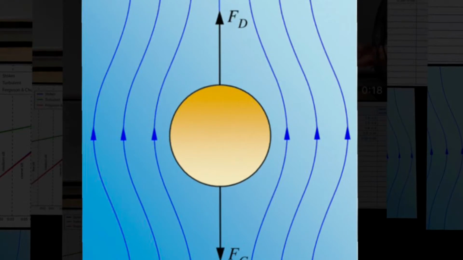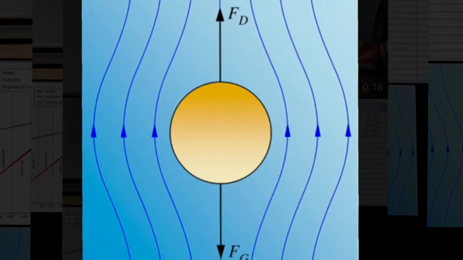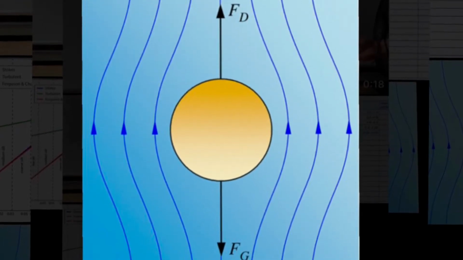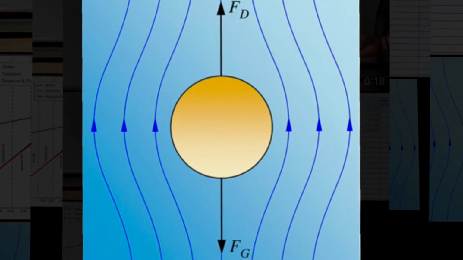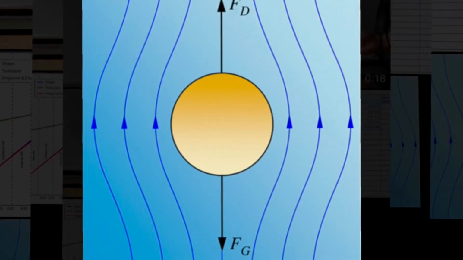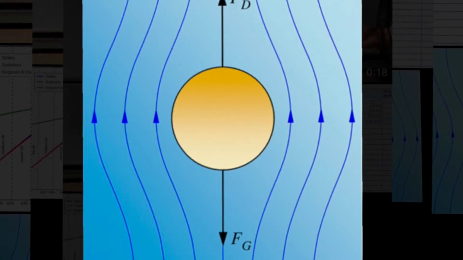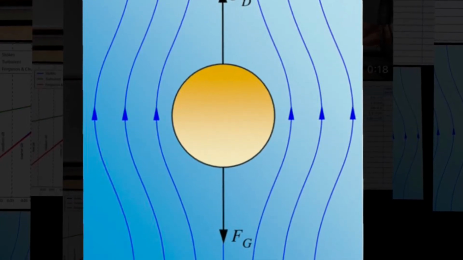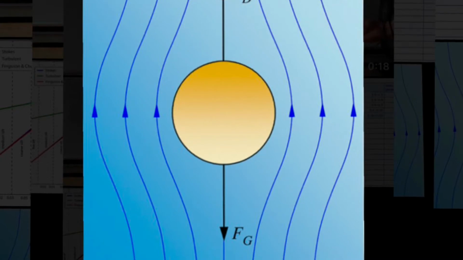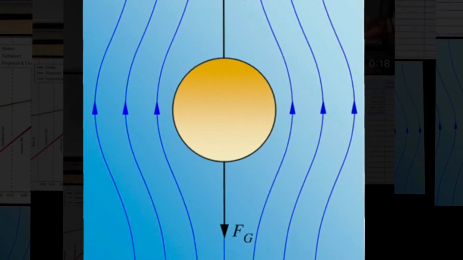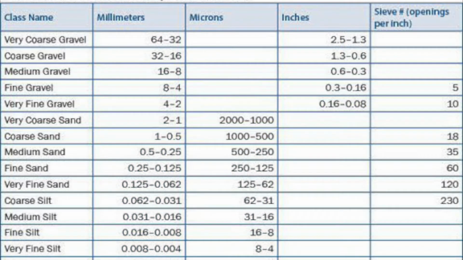The blue lines on the outside of the particle represent the velocity of the wind, and the force of gravity pointing down represents the gravitational pull based on the weight of the particle. In order to get this particle to move, your blue lines, which are your velocity, have to outweigh the gravitational pull of your particle. For this video, I used this chart to help me define the class and size of the particles I had collected.